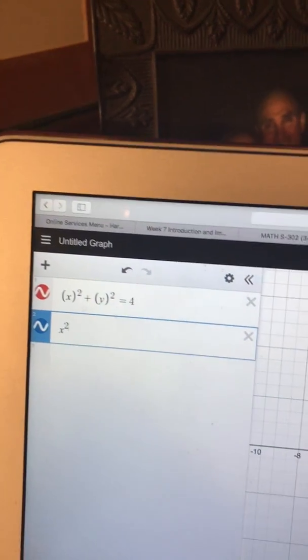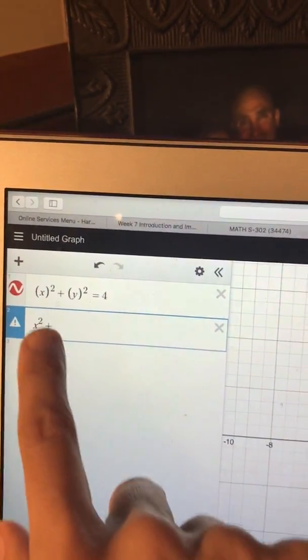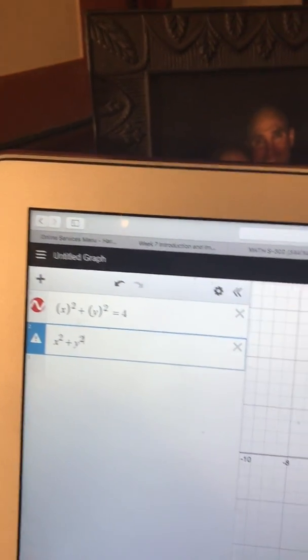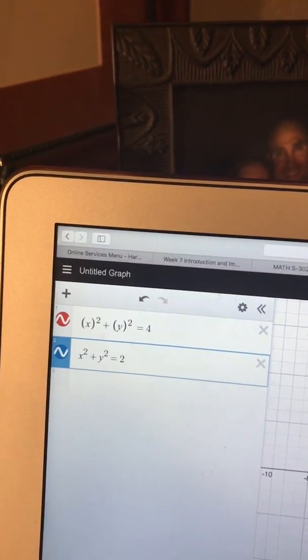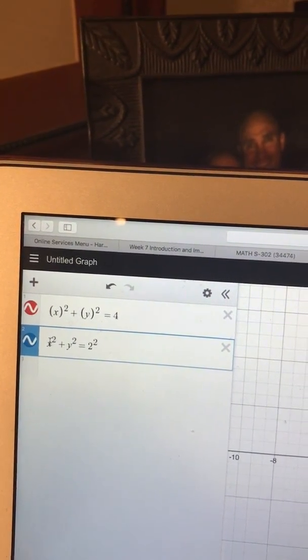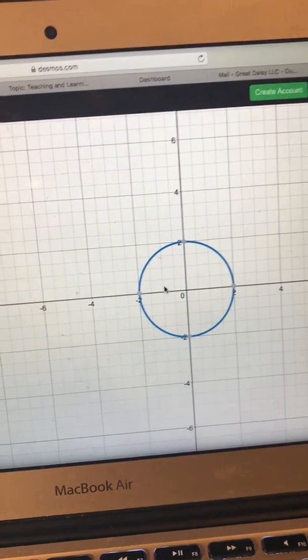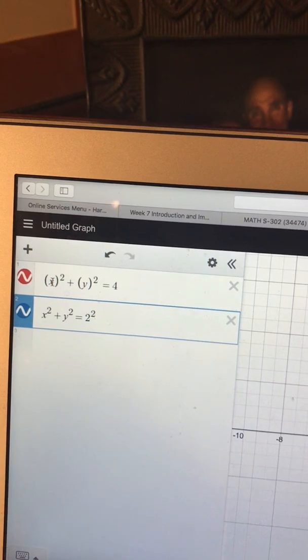You can retype this in, and you kind of got to play around and make sure you go to an exponent and come back down, but I'm going to put y squared and push the down arrow, equal, I'm going to put 2 squared, okay? And notice this one was the red circle, that one's the blue circle. Oh, the blue circle, they graphed right on top of each other. That's another way to kind of prove these are the same equation.